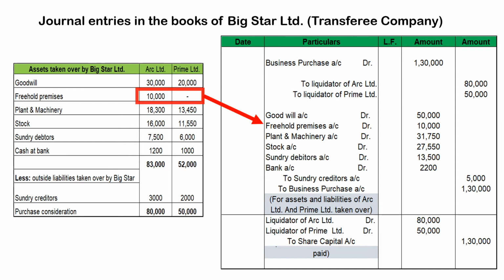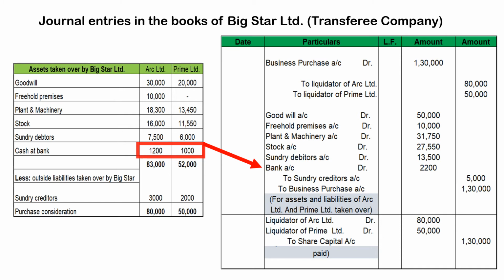Freehold premises is 10,000 and that's for ARC Limited alone. Plant and machinery is 18,300 plus 13,450 and we make the journal entry as 31,750. Stocks are shown as 16,000 and 11,550 for ARC and Prime Limited. We add these two to make a journal entry of 27,550. Sundry debtors of 13,500 in the journal entry comes from adding 7,500 and 6,000 of ARC and Prime Limited respectively. Cash in bank is obtained by adding 1,200 and 1,000 to make the journal entry of 2,200.